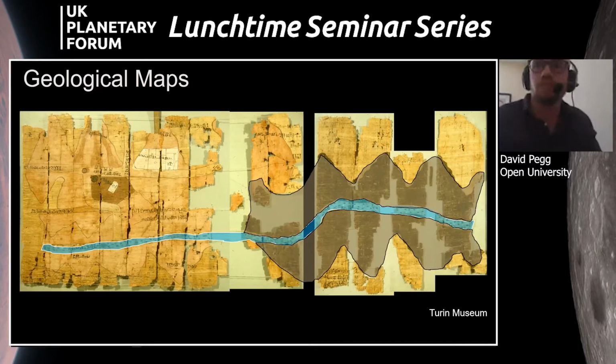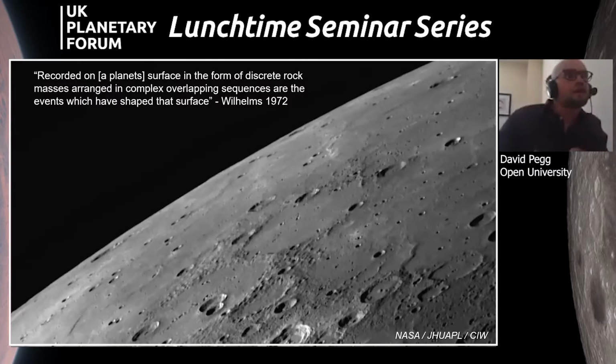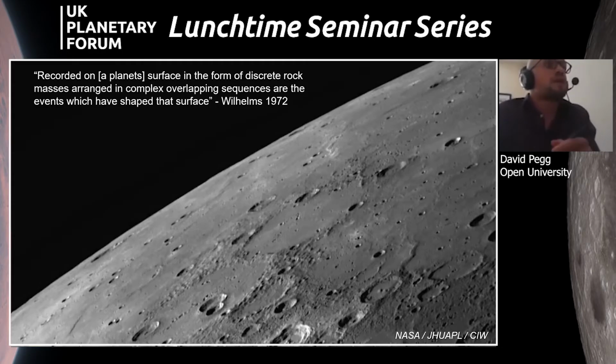And when it comes to planets, Don Wilhelms, who pioneered the mapping of the moon and some of the other planets in the solar system in the 70s, talked about the fact that the surfaces of planets are discrete rocks that, through their sequences and their positions, show the shapes and processes that have affected the planet.